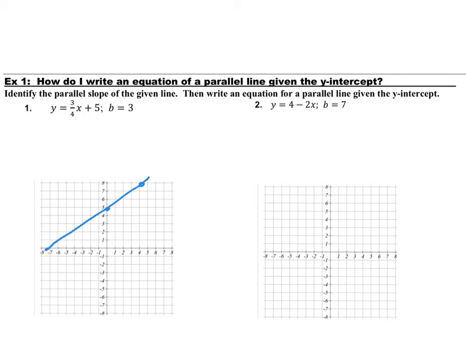All right, so first of all, we have to identify the slope of the given line. So we know that our parallel line is going to have the same slope, which is 3/4. But what it's saying is that we have a y-intercept, though, of 3.